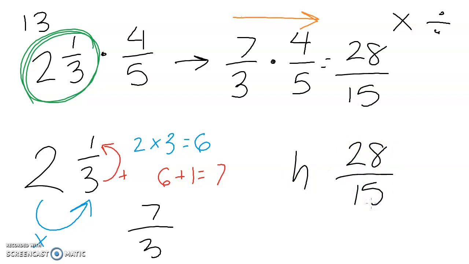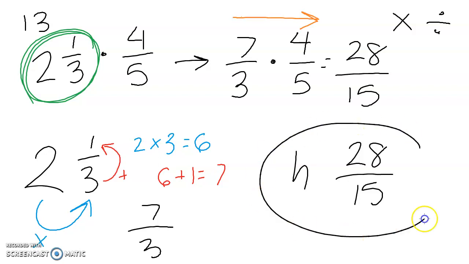28/15. So just to recap, part A, the answer was -120. B, the answer was 1. C, the answer was -33. D, the answer was 3. E, the answer was -1.8. F, the answer was -12/45. G, the answer was 0.375. And for H, your answer is 28/15.